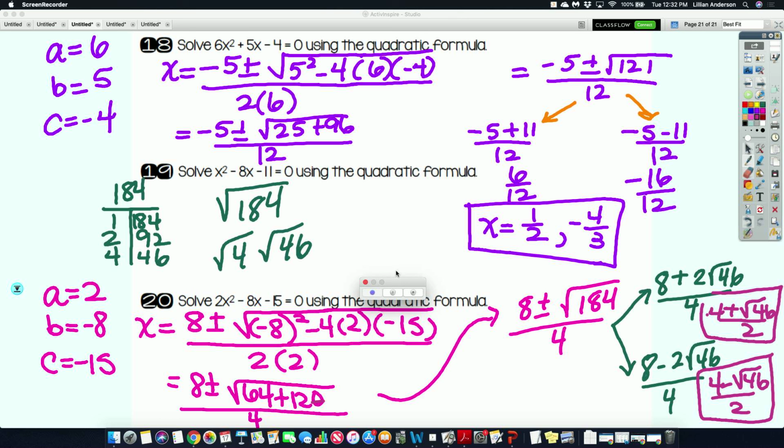So that's how you use the quadratic formula to solve a quadratic, and how you can use any of the methods to solve a quadratic. Yes, and for ones like this where it doesn't simplify to two rational numbers or integers, you could write it as the one fraction 4 plus or minus the square root of 46 over 2. Yes. Other questions?